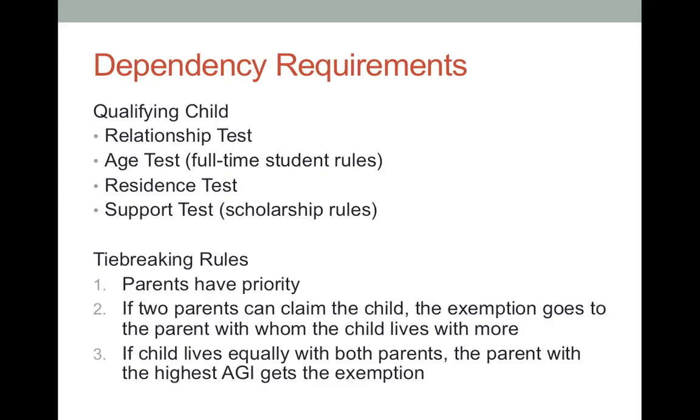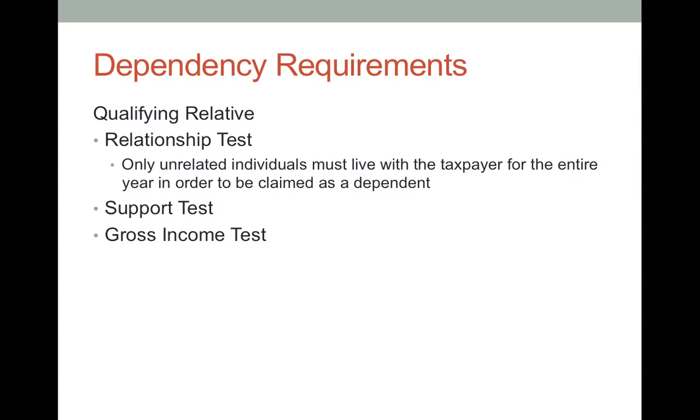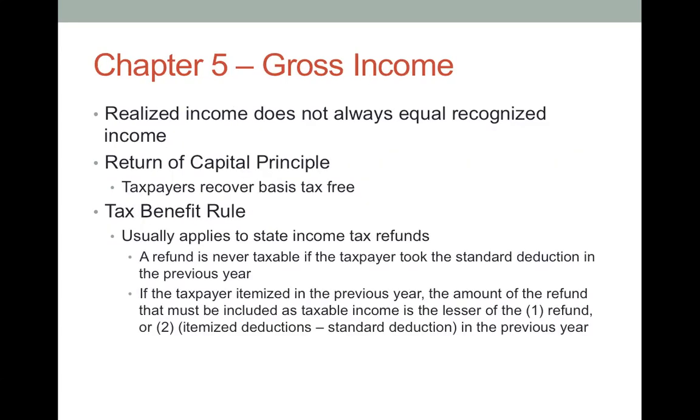Okay, so that's chapter 4. I think the big things for chapter 4 really are understanding filing status and understanding whether you can claim someone as a dependent, and understanding the small nuances that are associated with both of those topics. So chapter 5, gross income, we'll go through it pretty quickly. So some of the big topics from chapter 5.